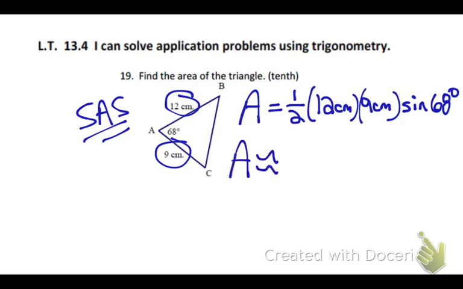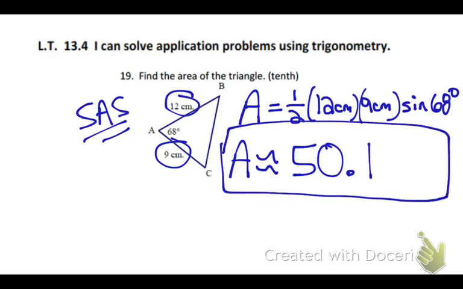So the area is about, let's see, 1/2 times 12 times 9 times sine of 68. I got, let's say, 50.1. And because it does have units, let's do centimeters squared.